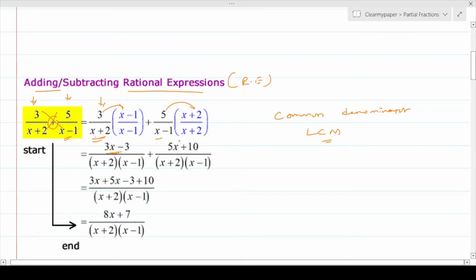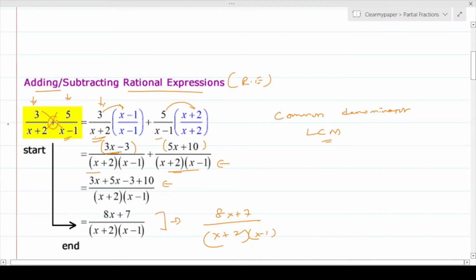And the denominator, because of the LCM effect, becomes common, where you have x plus 2 multiplied by x minus 1 on the right hand side, which is what we also have on the left hand side, okay? Now since the denominator is the same in this step, you can add the numerators as it is. So you add this term and this term like this, and then you simplify to get this final combined expression, 8x plus 7 upon x plus 2 into x minus 1. So this is also a rational expression, and this is not simplified.